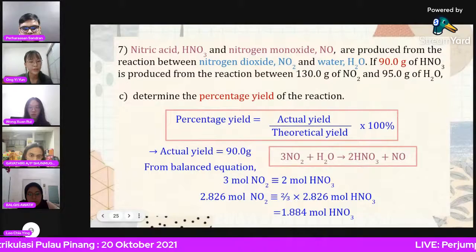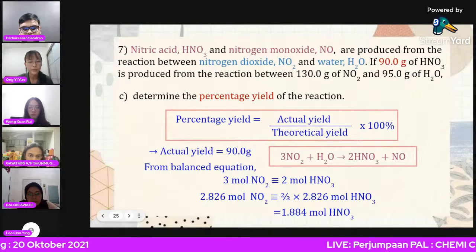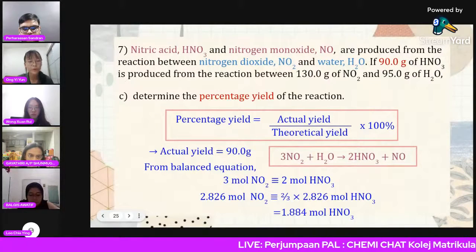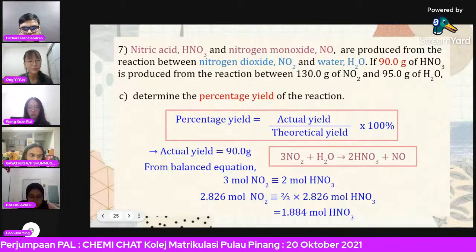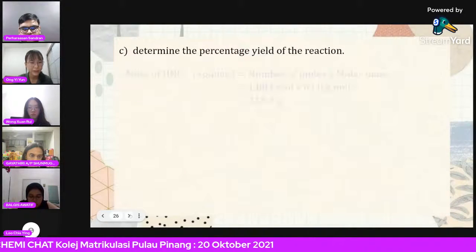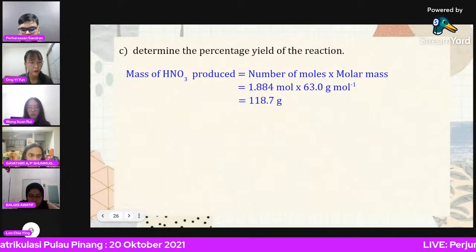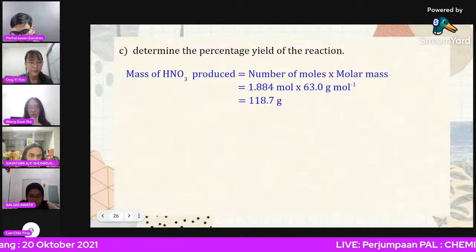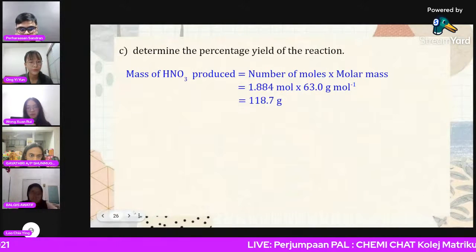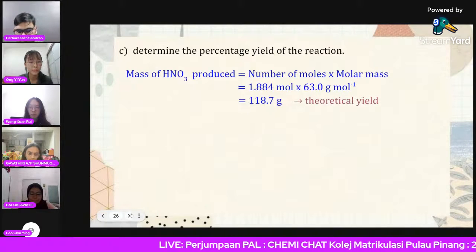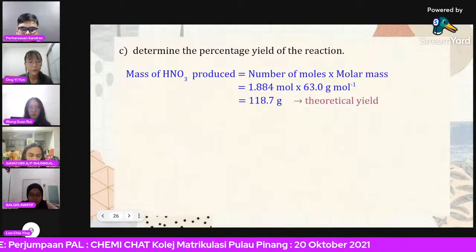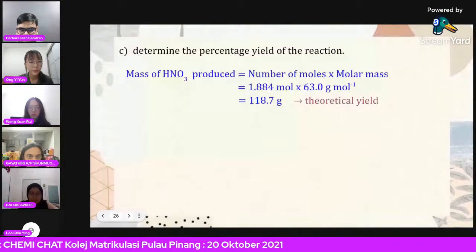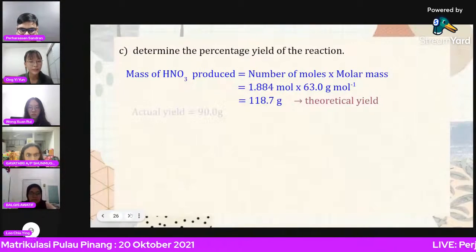So from the balanced equation, 3 mole of NO2 will produce 2 mole of HNO3. Hence, 2.826 mole of NO2 will produce 1.884 mole of HNO3. So now we have the number of moles of product formed, and we have to calculate its mass. The mass of HNO3 produced equals number of moles times molar mass, which is 1.884 mole times 63 gram per mole, and we get 118.7 gram. This 118.7 gram is the theoretical yield.